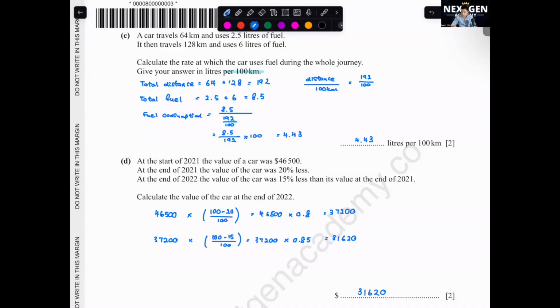Why is it not minus? Minus what? What do you want to minus? Minus is here lah. Less what?